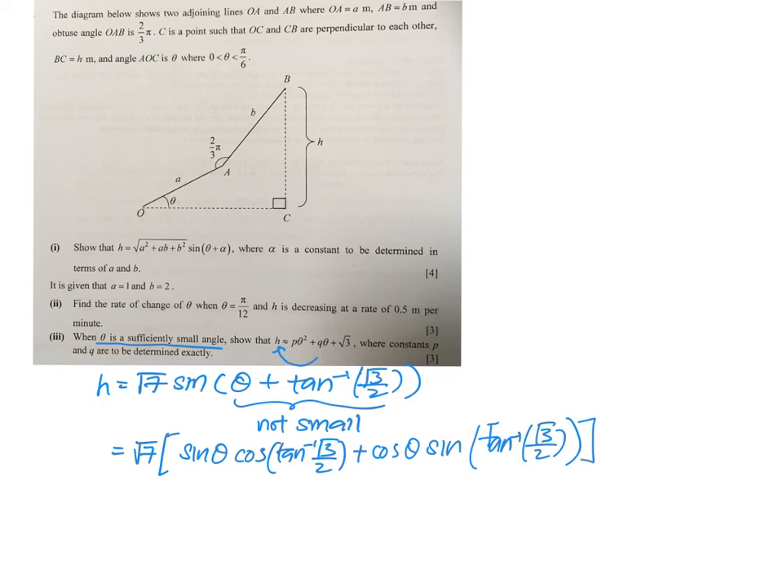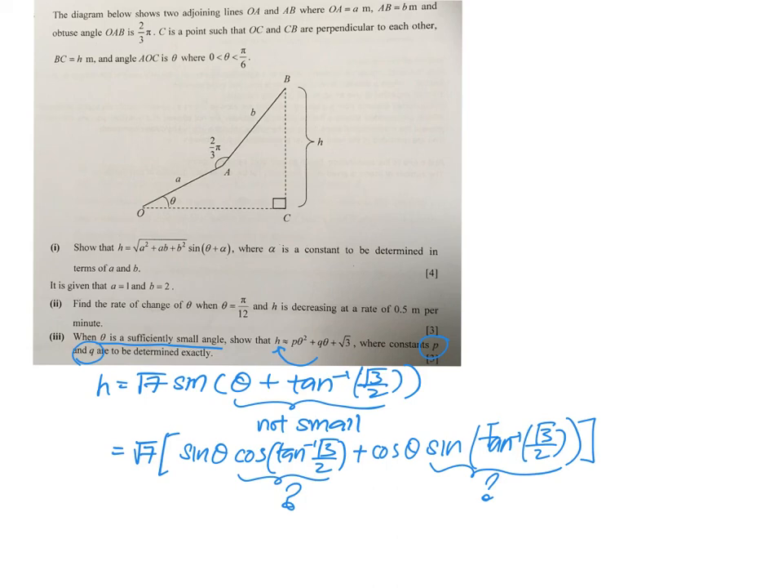So with that, how am I supposed to find the exact value of cosine tangent inverse root 3 over 2, as well as sine tangent inverse root 3 over 2? Because in the question we are told that the values of P and Q are to be in exact form. So you're not allowed to use the GC to convert the decimal to a fraction for you. So how do we figure it out?